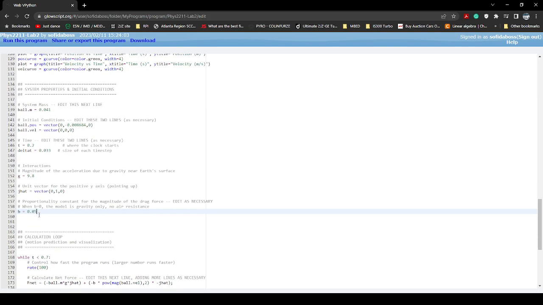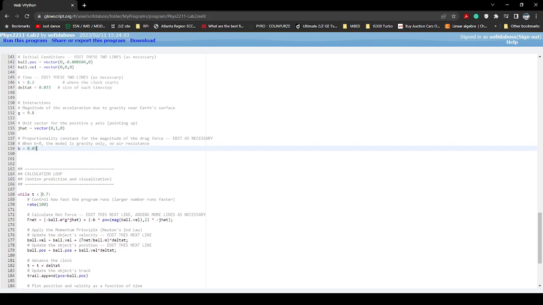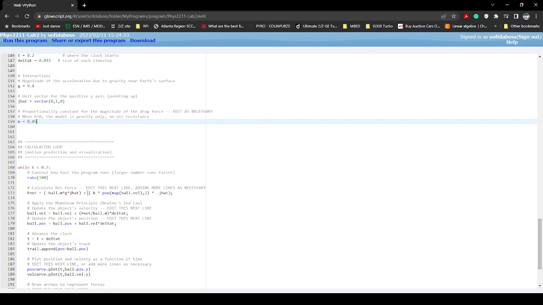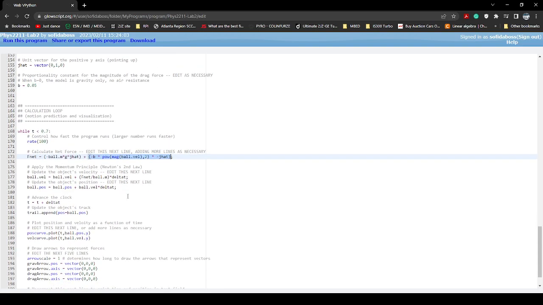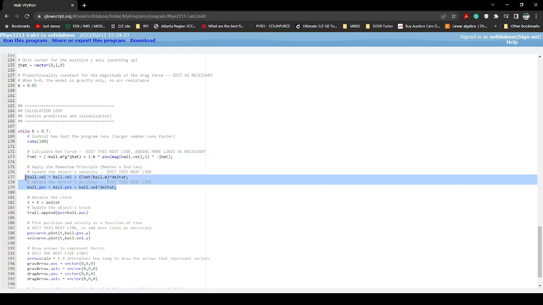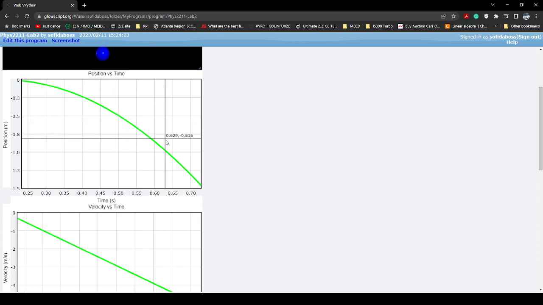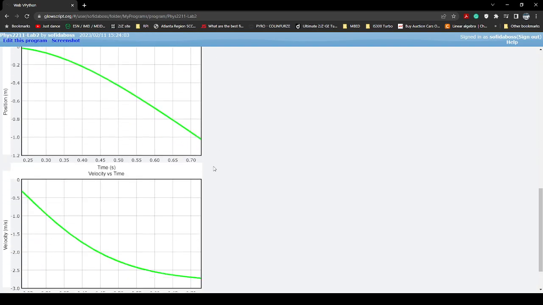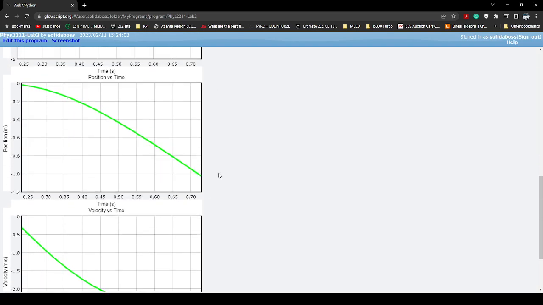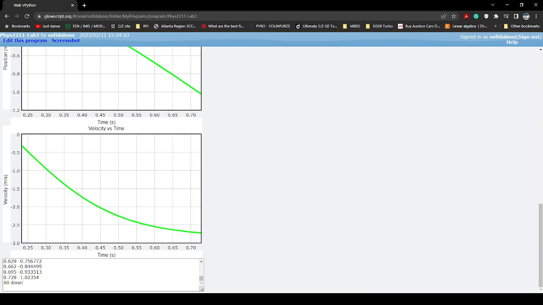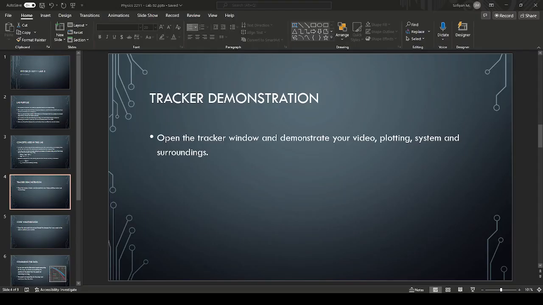The constant itself is different, from 0 to 0.05, and in the loop, we account for the force of drag as well: the constant times the magnitude of velocity squared times j hat, and everything else remains the same, including the velocity and position update formulas. And you can see that running the program, we get position and velocity for just gravity and position and velocity for gravity and drag. And we'll get back to our PowerPoint.